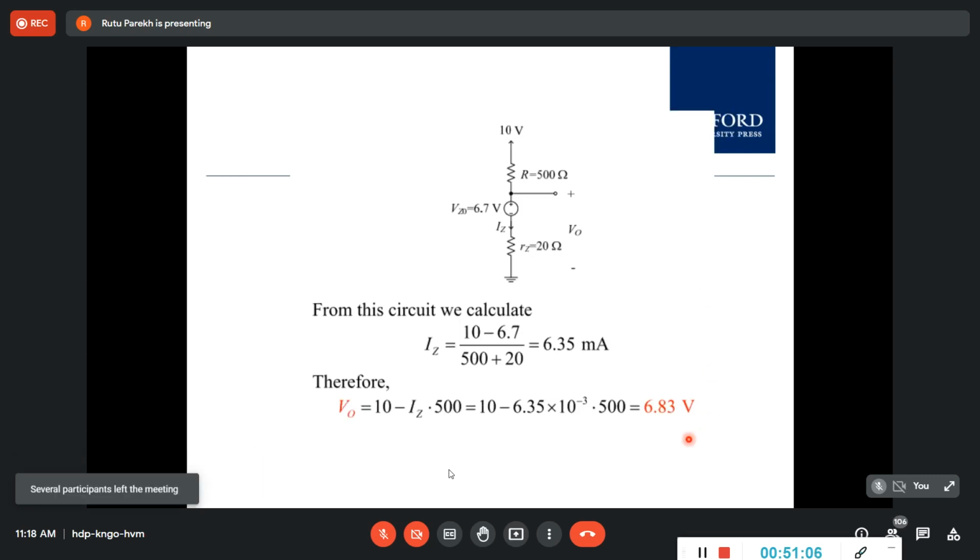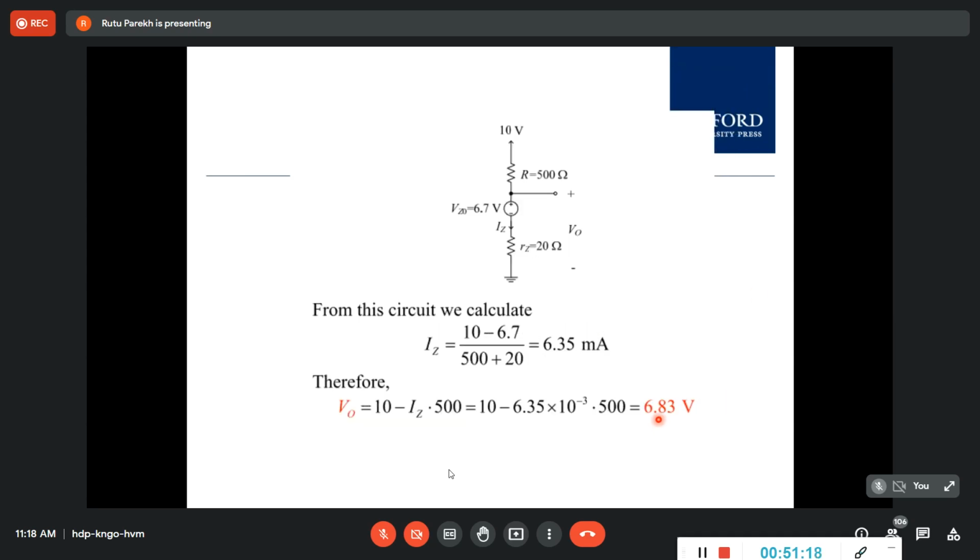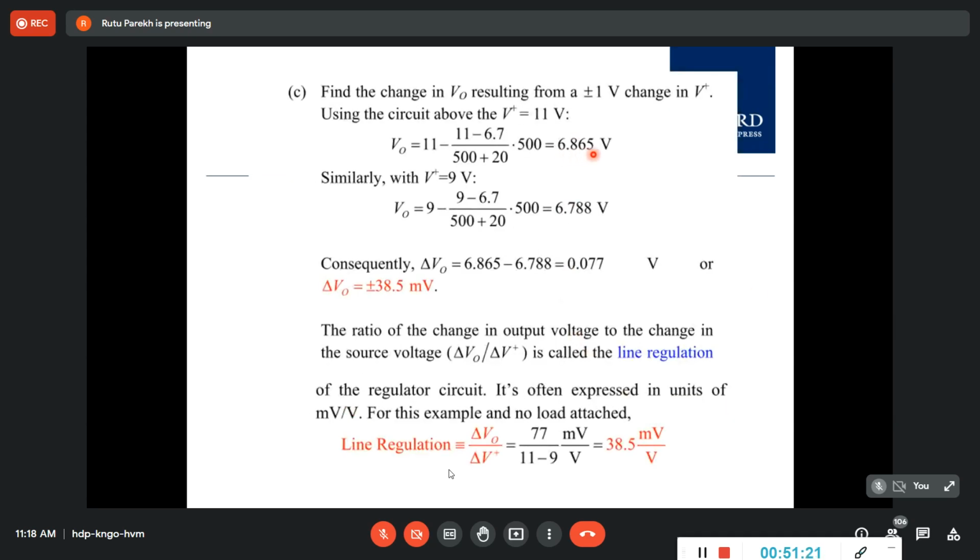6.865, and here it was 6.83. So when it's 11 volt, the voltage developed across here will be 6.865; at 10 volt, it is 6.83; and at 9 volt, 6.7. So you can see that 6.83 is in between for 10 volt. This is not much, see the difference.